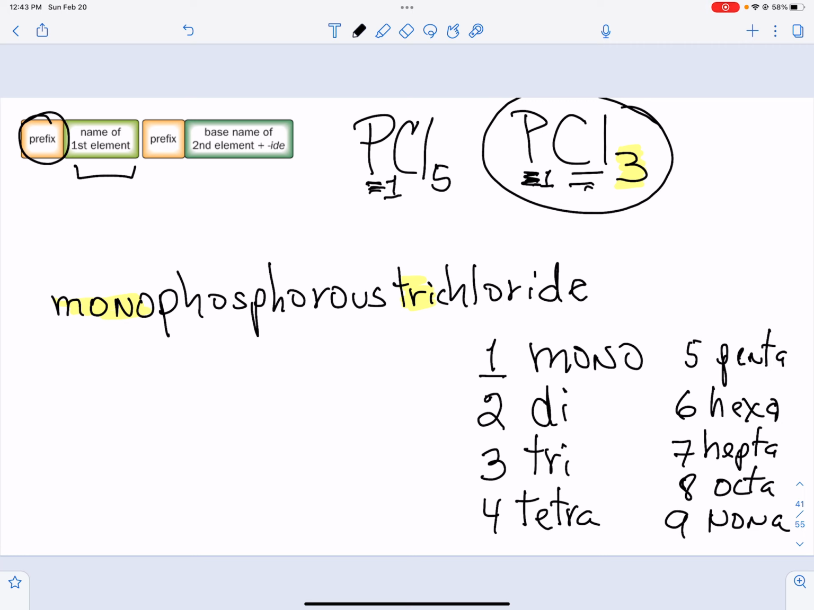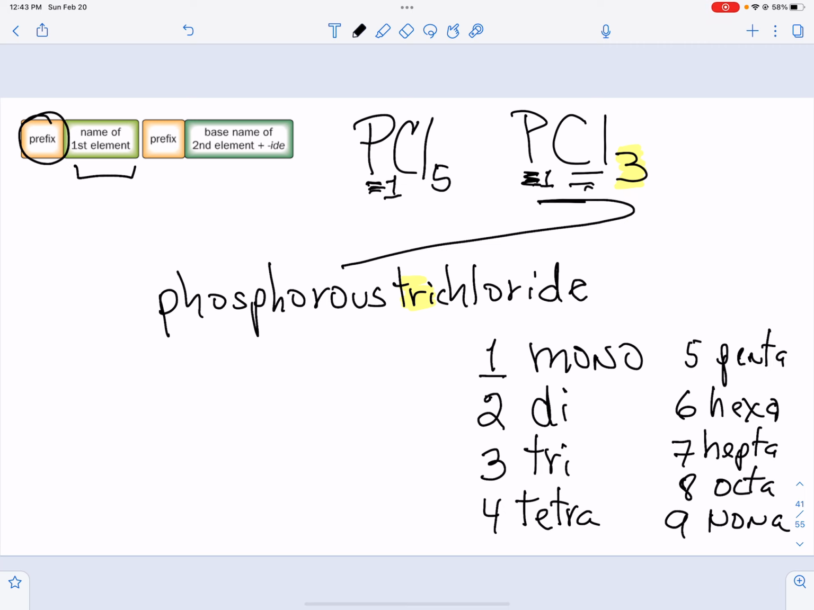And these numbers have been used through a lot of years, so the rules have been modified a little bit. So if you happen to have mono at the beginning, we do not put mono. So 1 is assumed. If it happens to be on the second element, we still put it, but it's changing slowly. So we don't use mono on the first element. So this will be phosphorus trichloride. Let's do the other one.